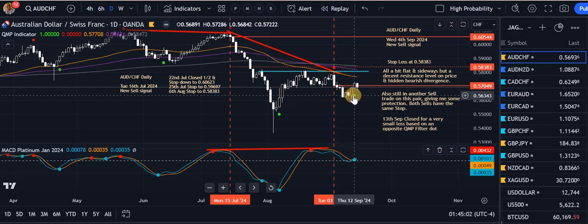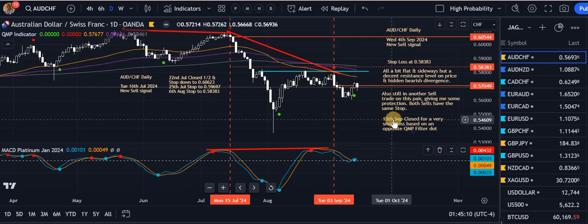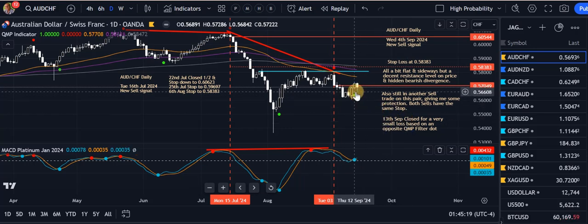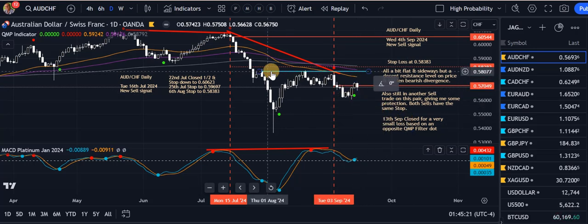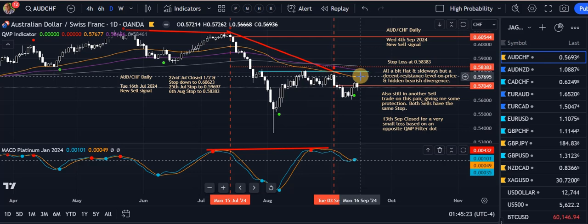I've got an opposite QMP filter type on Thursday, which means Friday open, yesterday's open. So I've closed this for a very small stop, very small loss based on the opposite QMP filter dot. Now we've got this resistance level in price. The MACD platinum has just come below the zero level, and we've got a blue dot just above the zero level. So it's just an ugly setup.